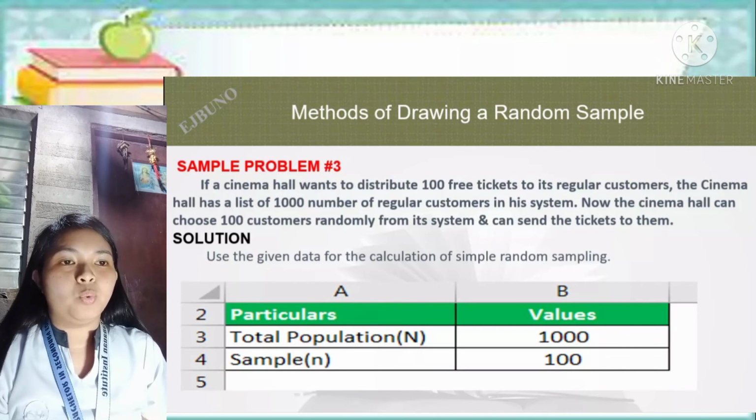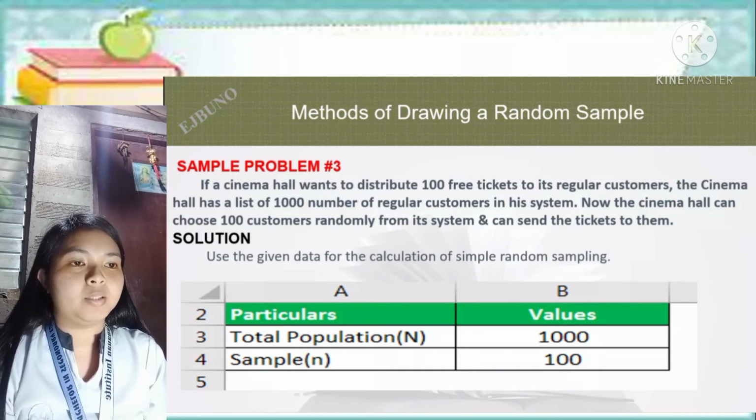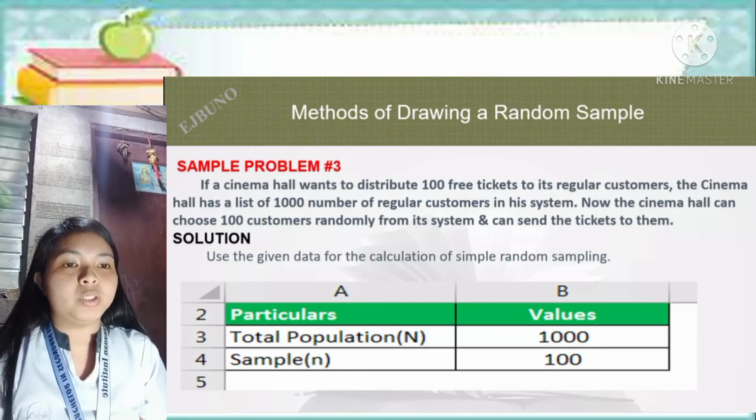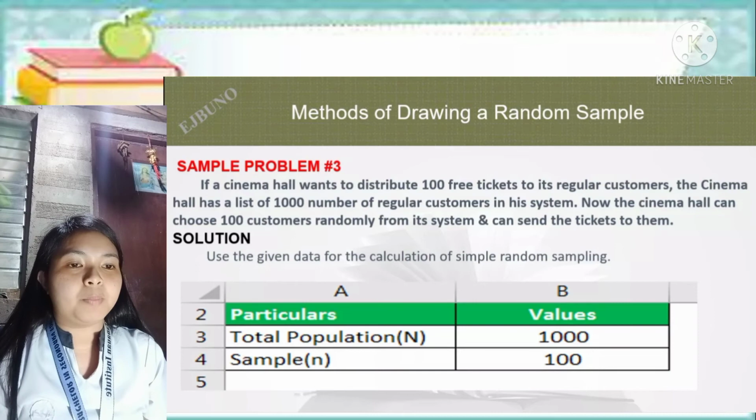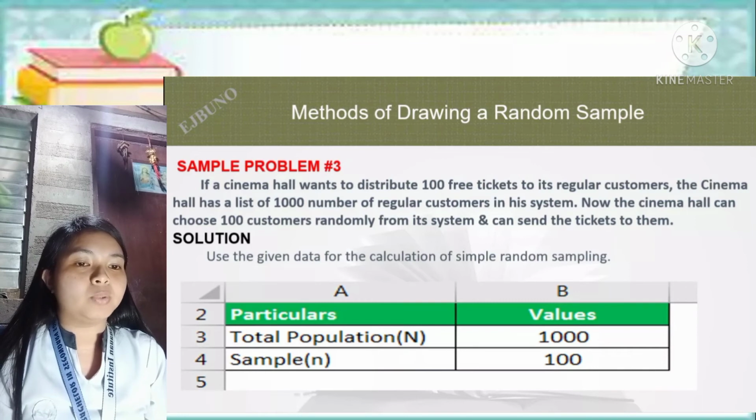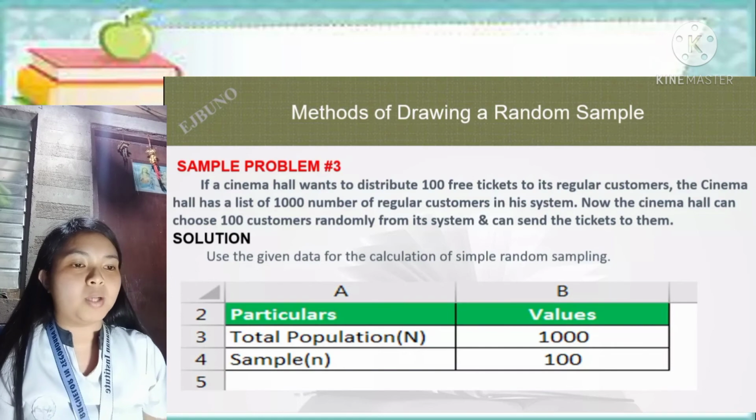Sample problem number 3 with Excel templates. If a cinema hall wants to distribute 100 free tickets to its regular customers, and the cinema hall has a list of 1,000 regular customers in its system, the cinema hall can choose 100 customers randomly from its system and send the tickets to them. Solution: use the given data for the calculation of simple random sampling. We have the particular values. The total population is equivalent to 1,000 and the sample is equivalent to 100.